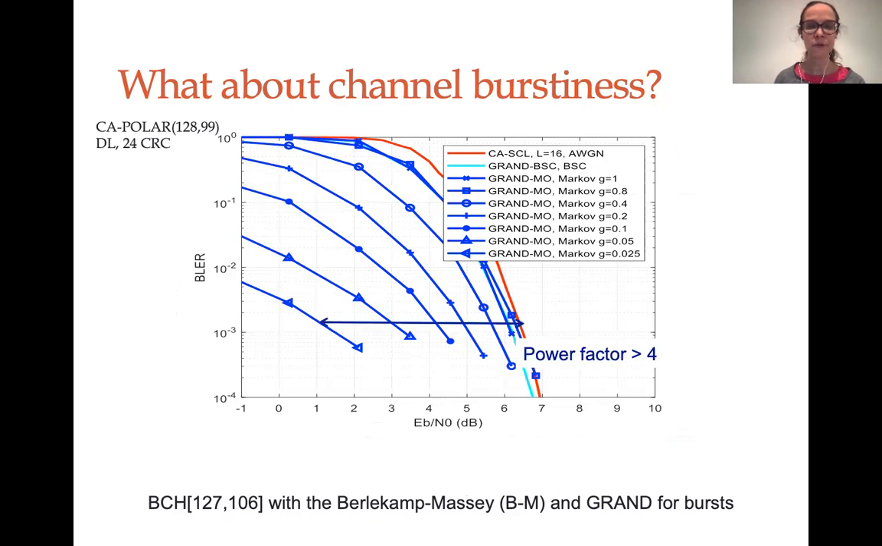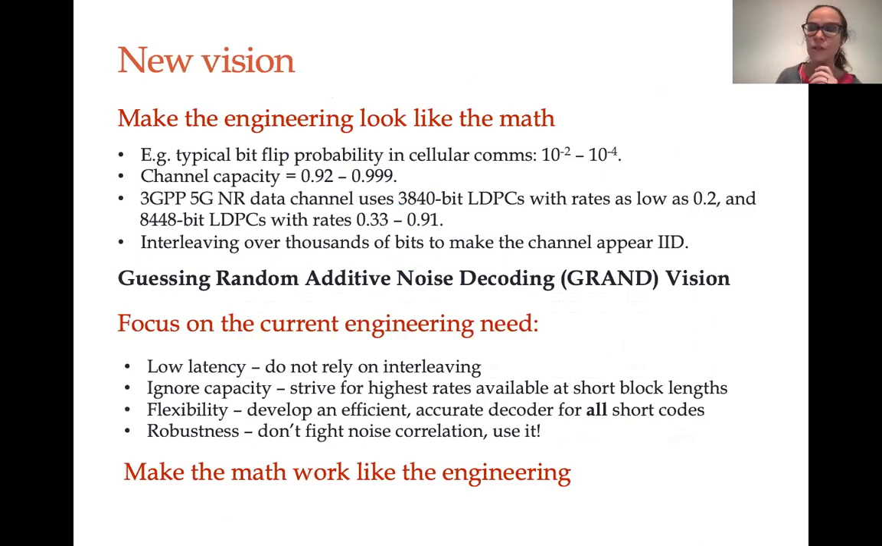Here with CA polar codes, we see a power factor of over 4, and again, a delay factor of 100. So very, very strong benefits from using GRAND by taking into account the statistical behavior of the noise. So with that, I wish to conclude. Thank you for following the course.